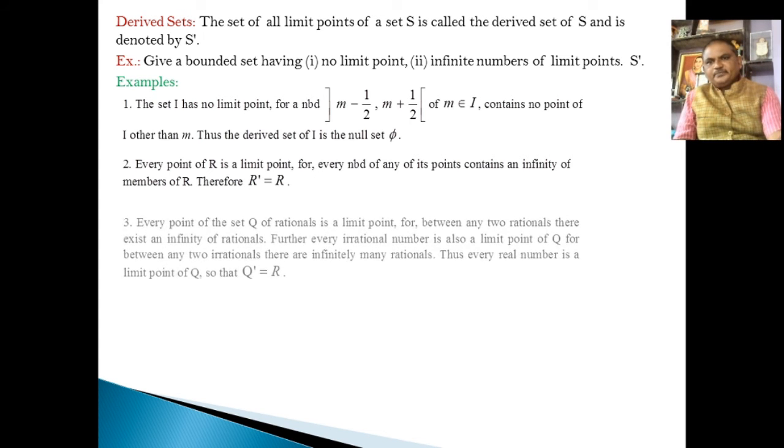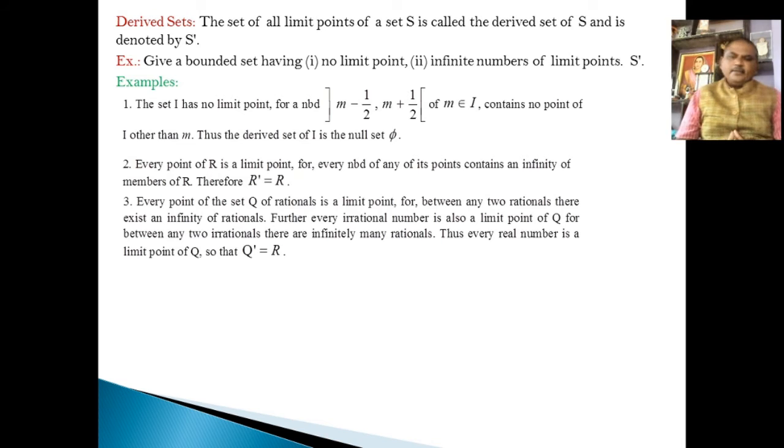Third example: every point of the set Q, the rational number set, is a limit point, for between any two rationals there exists an infinity of rationals. Further, every irrational number is also a limit point of the rational number set Q.